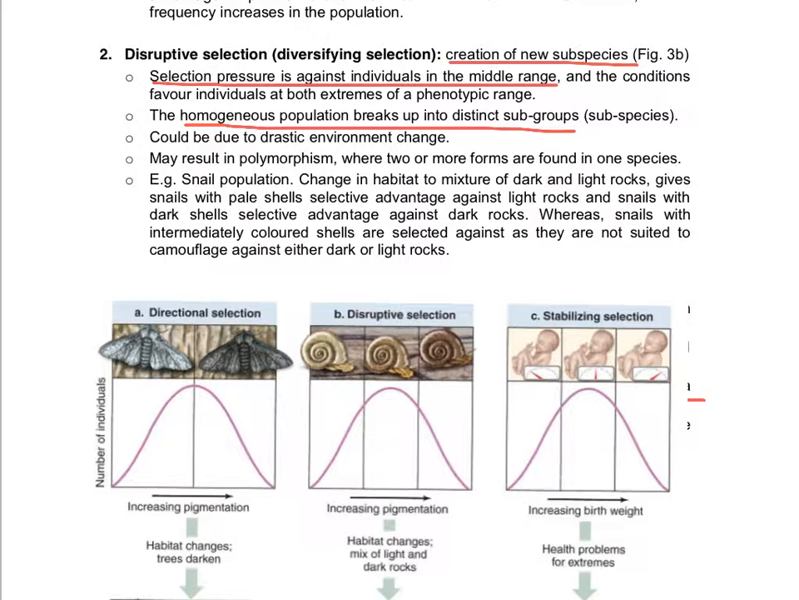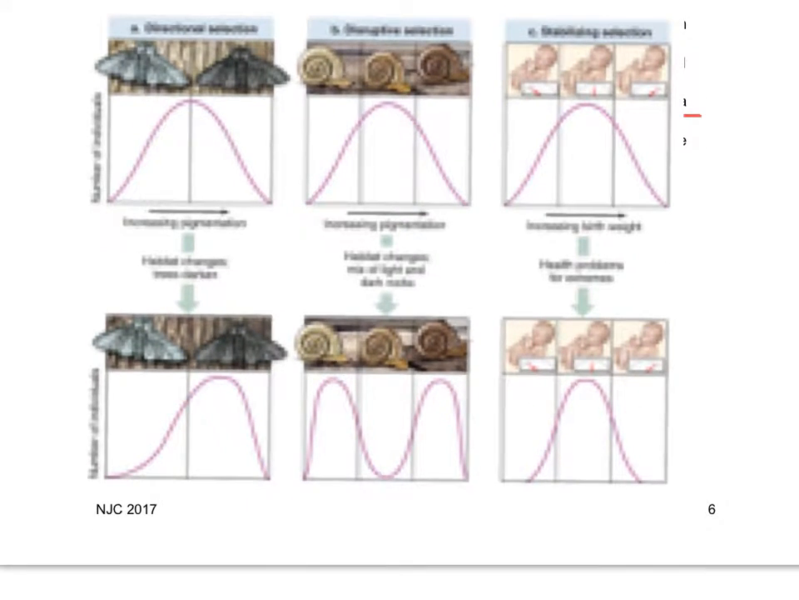Basically this one is where individuals in the middle range are selected against, and it favors the individuals at either end. What this will do is break up the population into 2 distinct subgroups. So your nice bell-shaped graph will become like this, where it looks like 2 camel humps. This kind of selection has the ability over time to lead to speciation. As long as these 2 subpopulations are able to interbreed, they will still remain as one species.